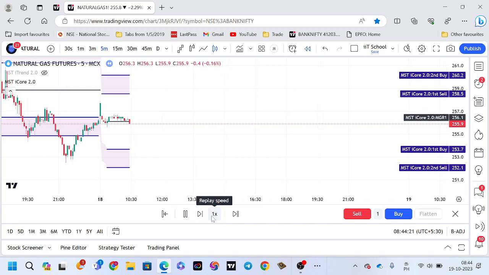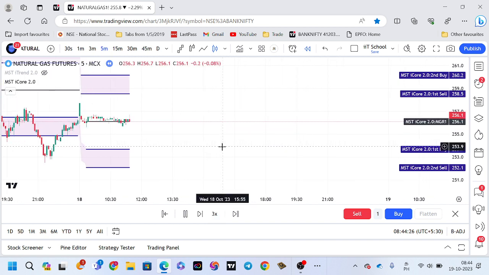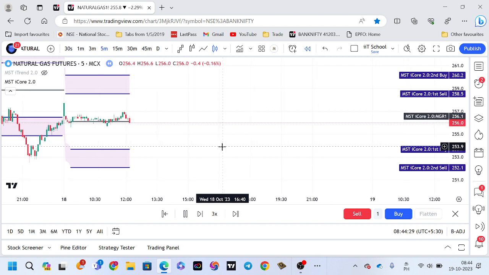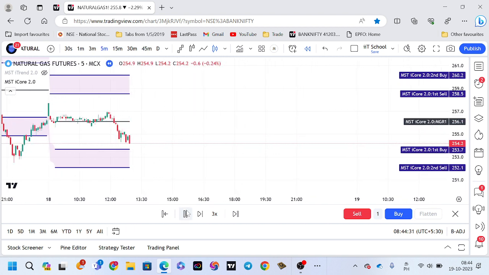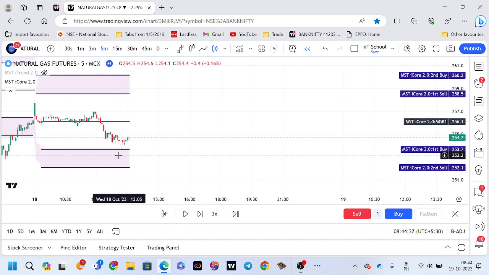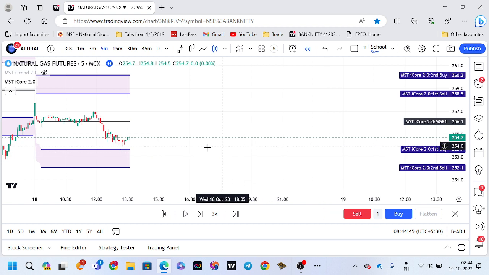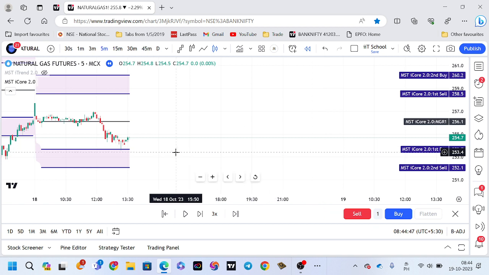Now I will slowly increase the speed of the market so that we save our time. You can trade in futures, otherwise you can trade in options also. You can take the 250 call option or 240 call option. See here what low was made: 253.6, and our buy entry was at 253.7. After getting our entry, it went down by only 10 paisa. Exactly we got our entry.